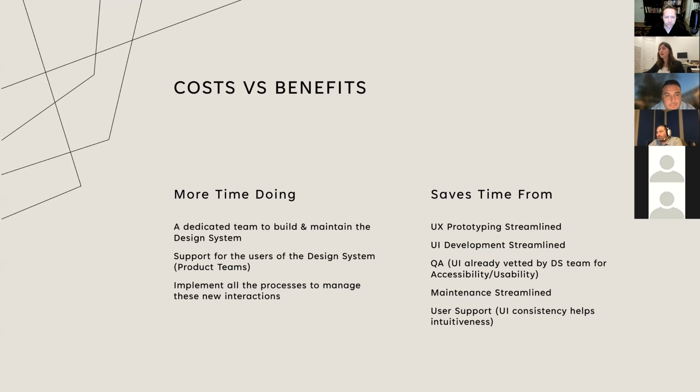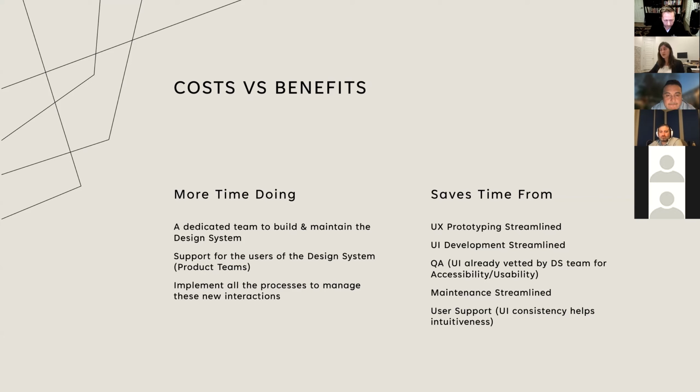All right, costs and benefits. You would have to spend more time doing some things in order to save time doing other things. Things you'd have to spend more time on: you'd have to build and maintain the design system, first of all. You'd have to support the users of the design system, so product teams, developers, and designers for products. And you have to implement and maintain all the documentation and processes to manage all these new interactions of the system.